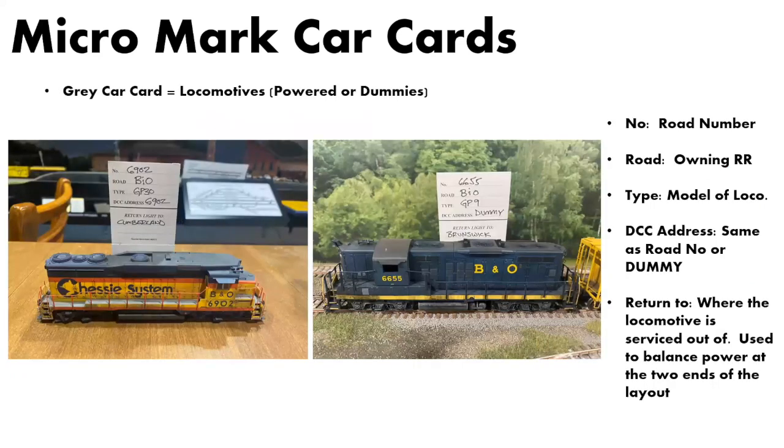Now, locomotives. If you get the starter set of the Micromark car card set, you get the gray pad, and the gray pad is for locomotives. It's basically the same, except it has a line for the DCC address, which I fill with the road number's DCC address. I think that's common for all model railroaders. But I also run a lot of dummies, so the DCC address for 6655 in the example just says dummy. That's so my operators know that locomotive won't move on its own.